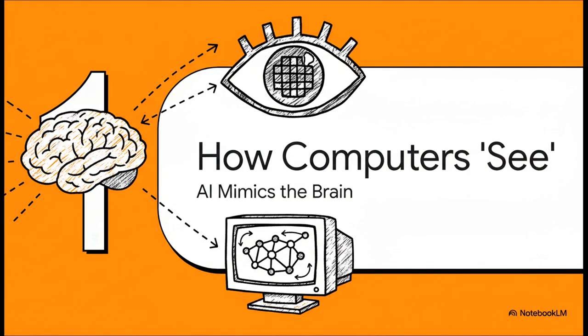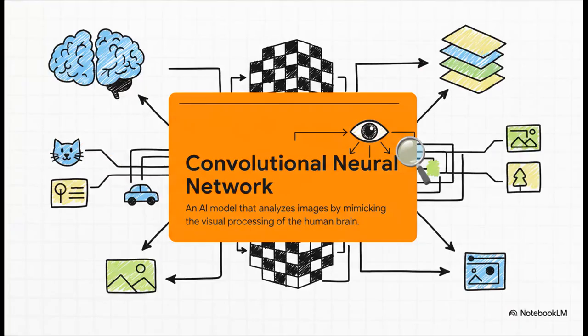Okay, so first things first. How in the world do computers see an image? I mean, the whole idea here is to build an AI that can process visuals kind of like our own brains do. And the main character in this story is something called a convolutional neural network, or CNN for short. Seriously, just think of it as an artificial brain that's been specifically designed for one job, vision.